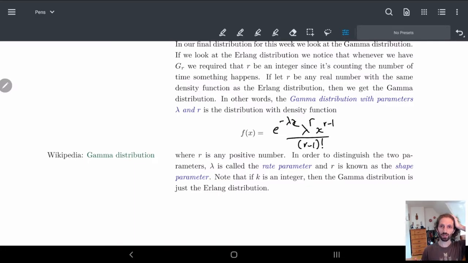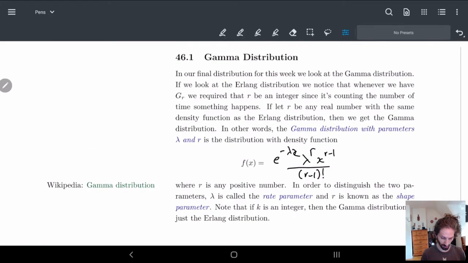And so the question then becomes, well, why can't we just use any r? Why does it have to be integers? And that's where the gamma distribution kind of comes out from. So the book then says, okay, well, we're just going to call everything gamma distribution, whether r is an integer or not.